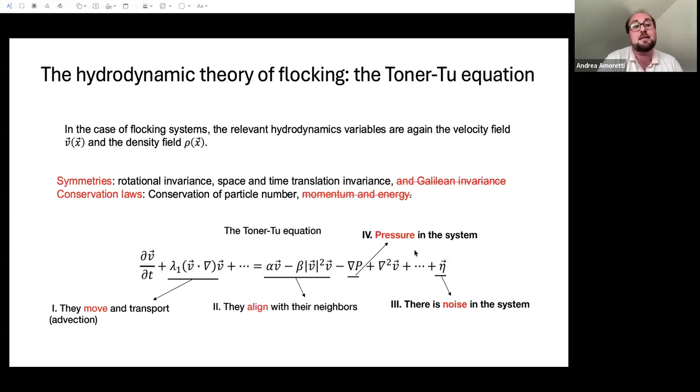On the contrary, the symmetries are not the same as the standard fluid, but you still have rotational invariance in the disordered phase. You still have space and time translation, but since the modulus of the velocity is fixed to be one, you don't have any more Galilean invariance. Because of that, for your conservation equations, you have conservation of particle number, but you might not want to conserve momentum and energy anymore because the system is active.